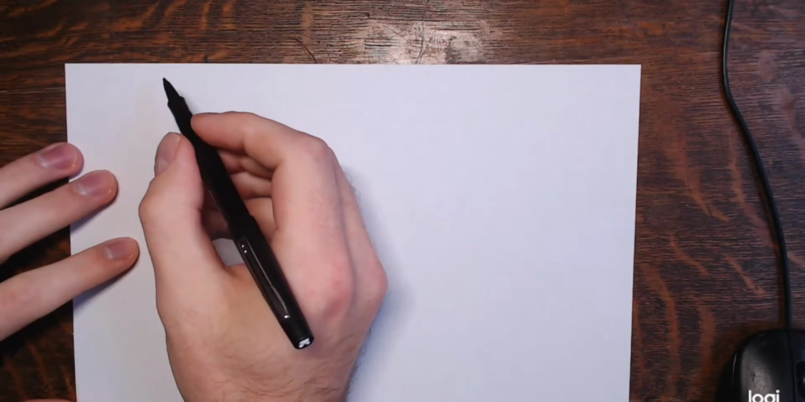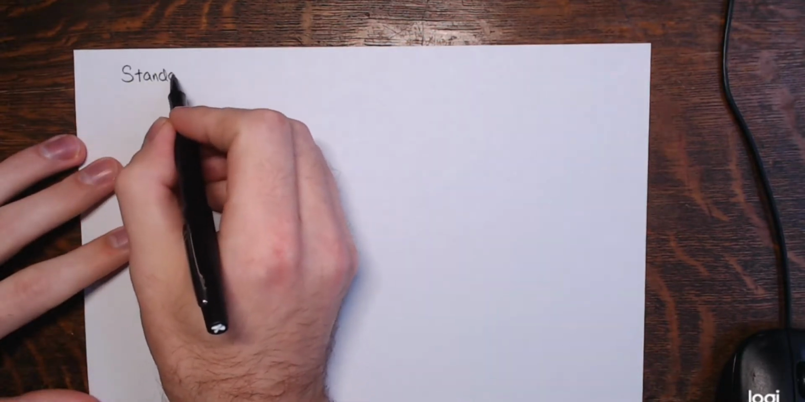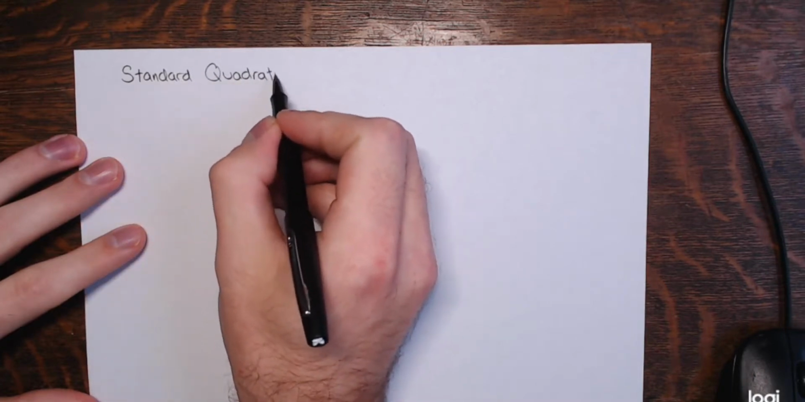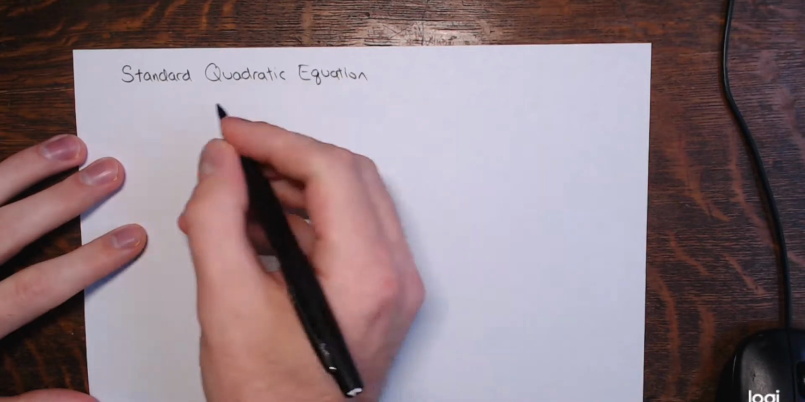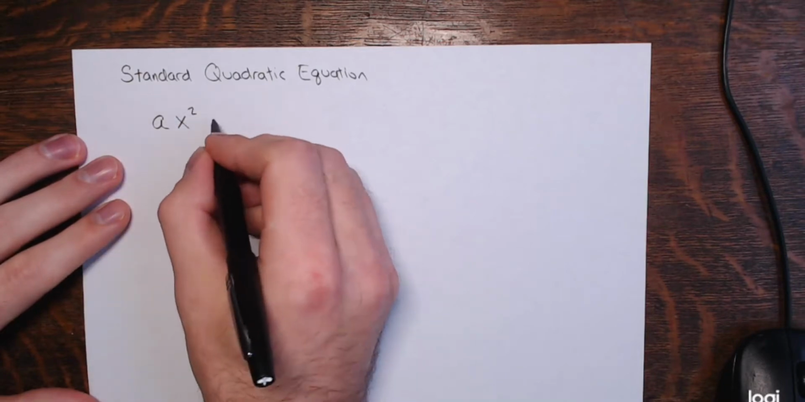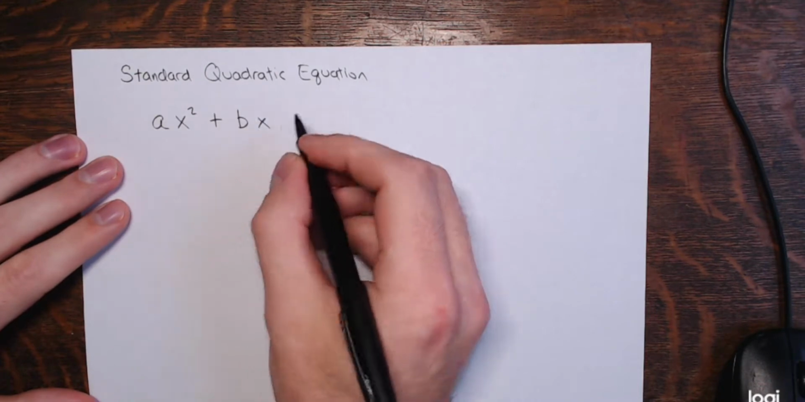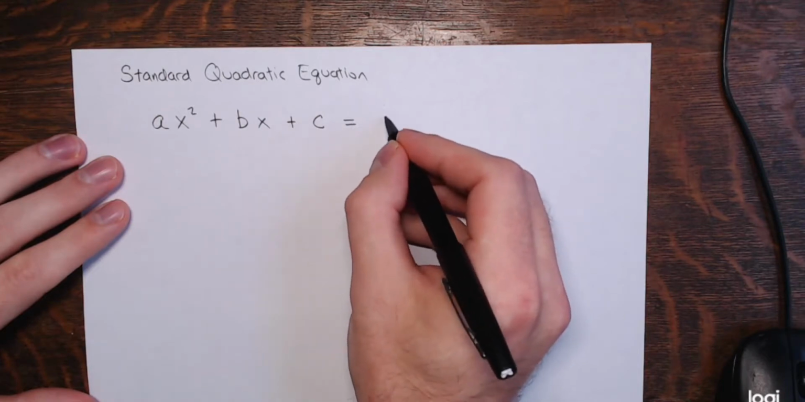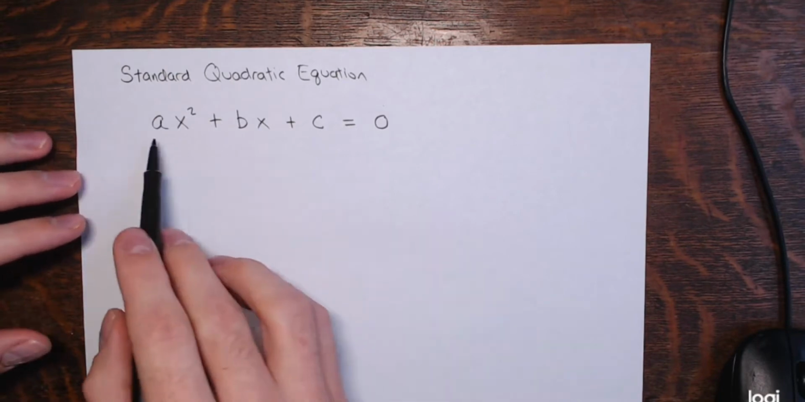Alright, so the standard quadratic equation looks like this. Or at least any quadratic equation should be able to be written this way. You have some number a times a variable squared plus some number b times that variable to the first power plus some number c equals 0. You should be able to write any quadratic equation in this form.